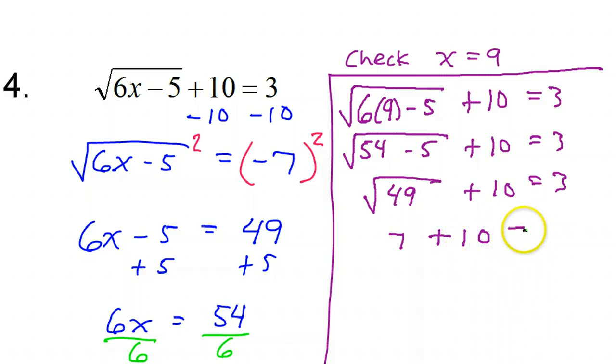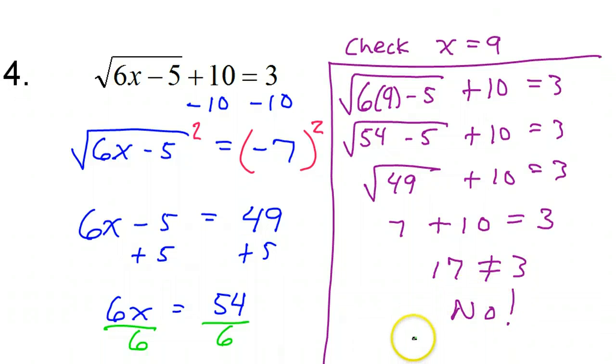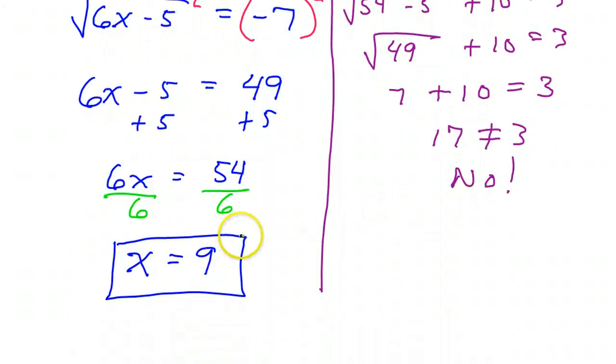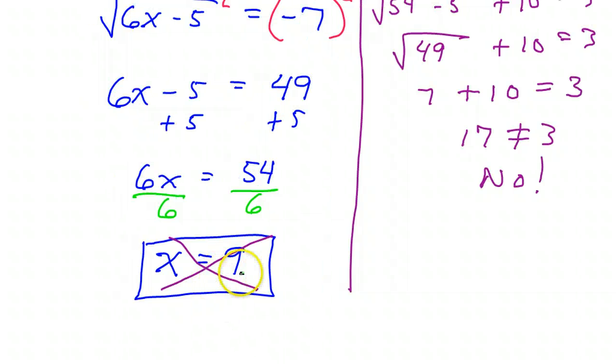uh-oh, what is going on here? 7 plus 10 is 17. That does not equal 3. No. So that means 9 is not a solution. So we have to throw that out. Alright, the word for a wannabe solution that doesn't actually work is called extraneous.